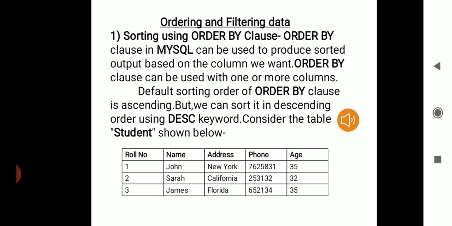Now you have noticed that the student names are not in a sorted order. That is because John is coming first, followed by Sarah, and then James. So that is not in order. Now if you want it to be displayed in an alphabetical order, that is James coming first, followed by John and then Sarah, we can do that using the order by clause, and I will show that in the next slide.